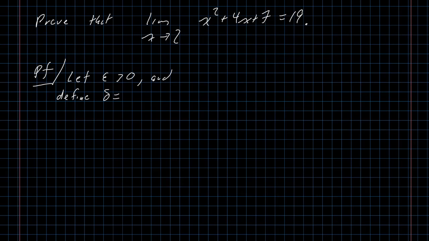All right. So we start off our proof the same way we did before. Let epsilon be greater than 0 and define delta equals, well, I don't know what yet, but I'll leave a space. And then we assume that the absolute value of x minus our c, which is 2 in this case, is less than something. What's that something going to be?